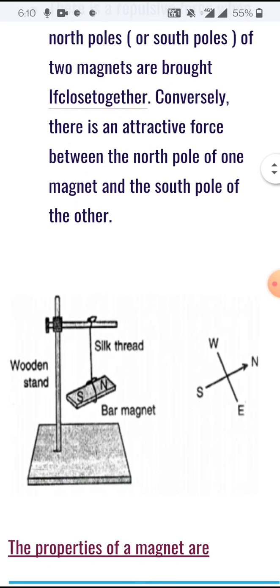See the picture. In the picture, the bar magnet is tied to a silk thread and this is fixed to a wooden stand. In this way, if we suspend the magnet freely, the pole towards the geographic south is called the south pole and the point towards the geographic north is called the north pole.